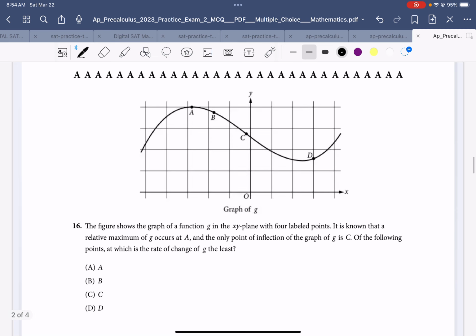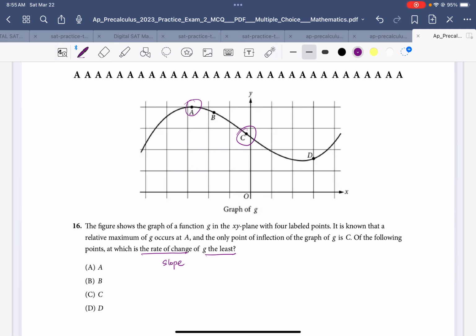Number 16. The figure shows the graph of g in the xy plane with 4 labeled points: A, B, C, D. It is known that the relative maximum is right here, that's A. The only point of inflection is C, where the concavity changes. Of the following points, at which is the rate of change the least? Rate of change means slope.